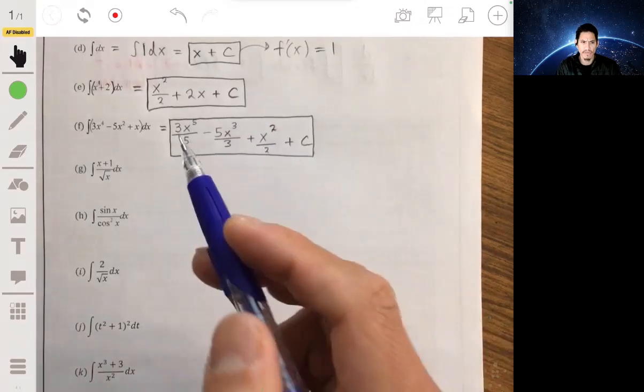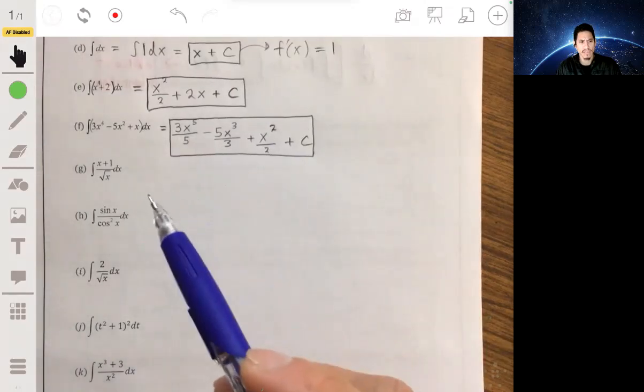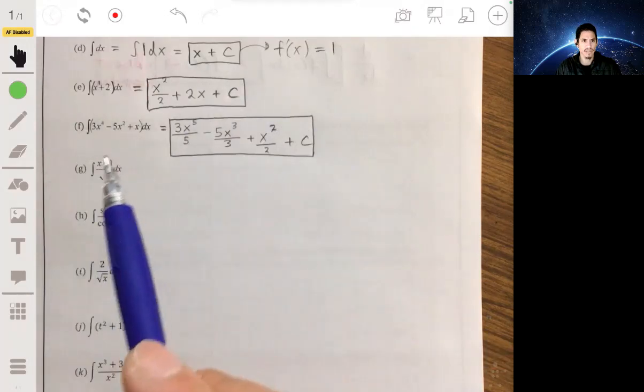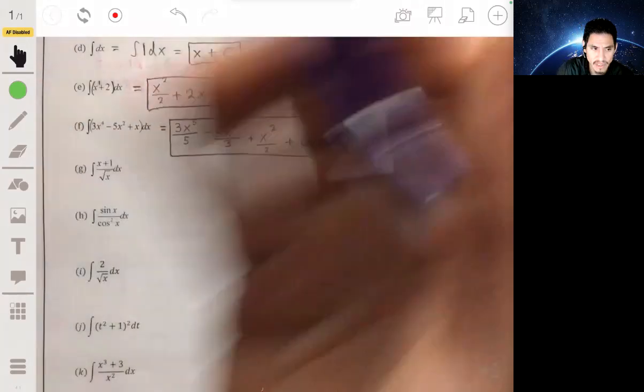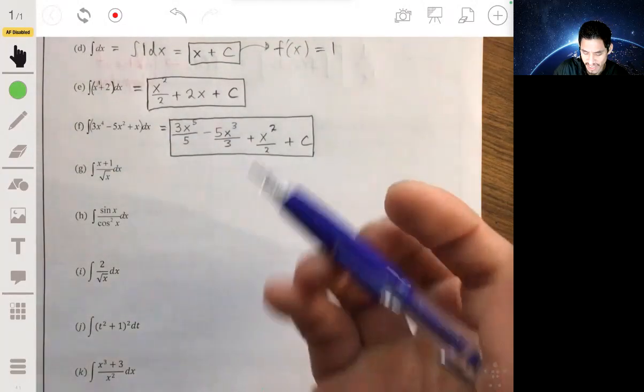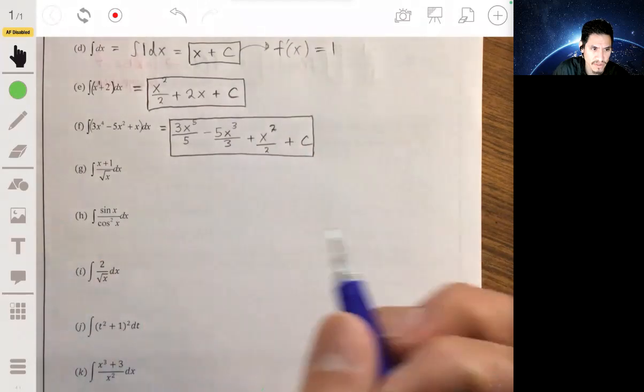And do try these on your own. I forgot to mention, try these first on your own, pause the video, then unpause it once you think you got an answer. I'm obviously not going to pause it because I don't want to waste time, but try this on your own first.